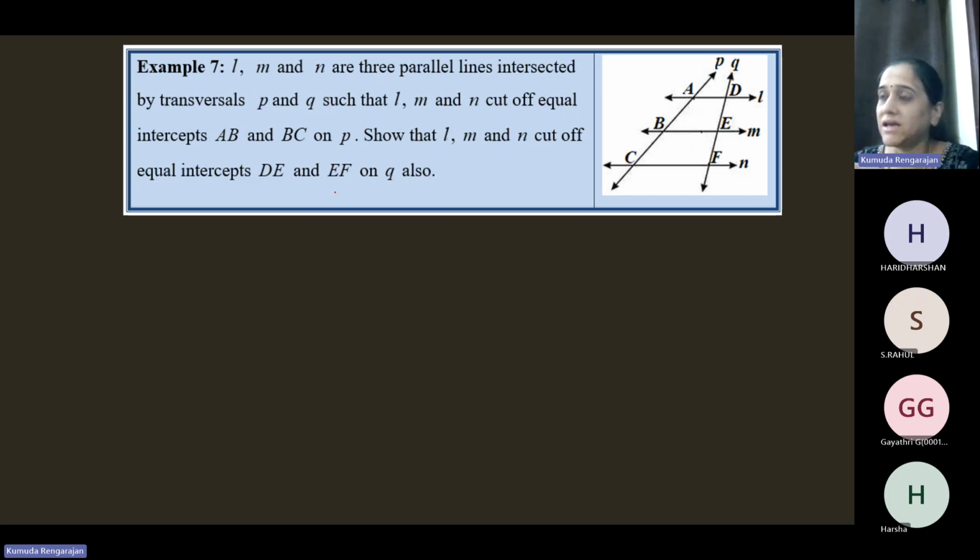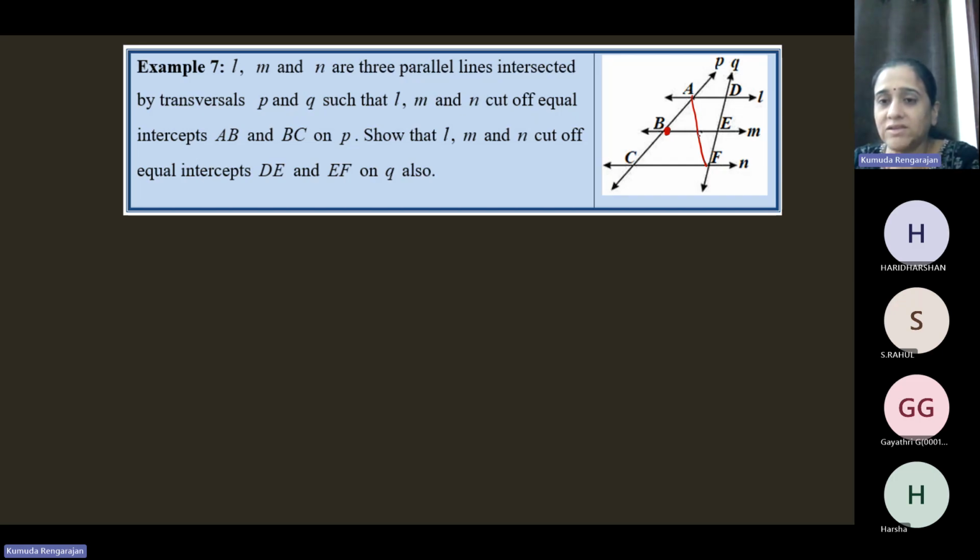L, M, and N are parallel lines intersected by two transversals P and Q. AB and BC are the intercepts on the transversal P. Those intercepts are equal, it is given. We need to prove that the intercepts DE and EF on the transversal Q are also equal. Very simple. Just connect, because we don't see triangles. So connect this. Now we see two triangles. Because AB is equal to BC is given, right? That means B is the midpoint of AC.